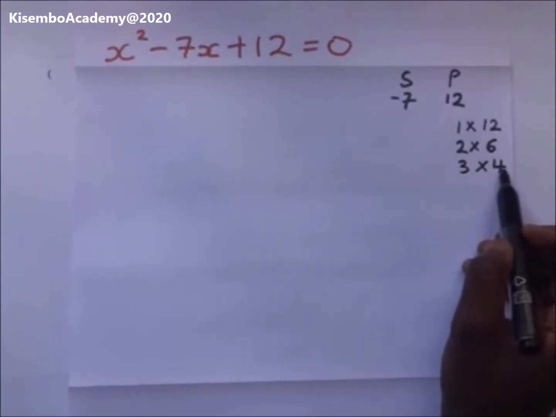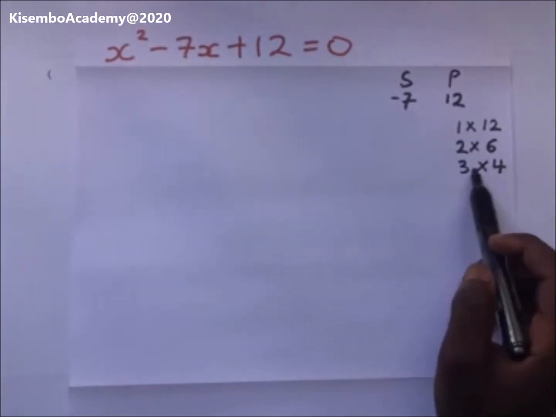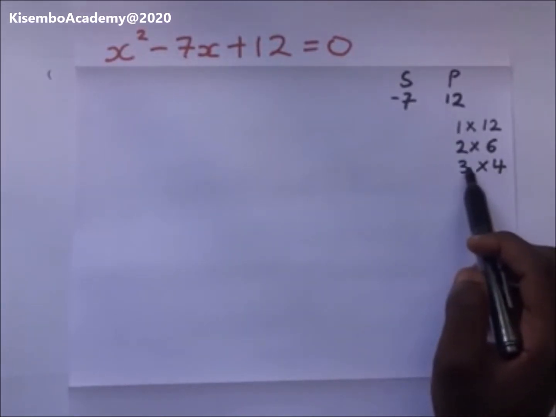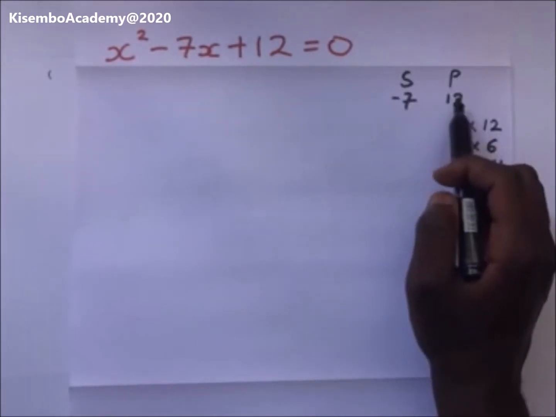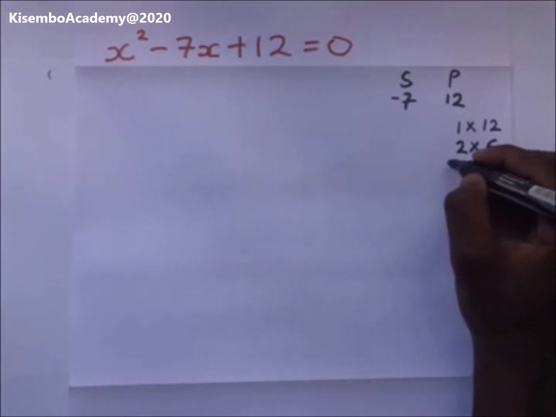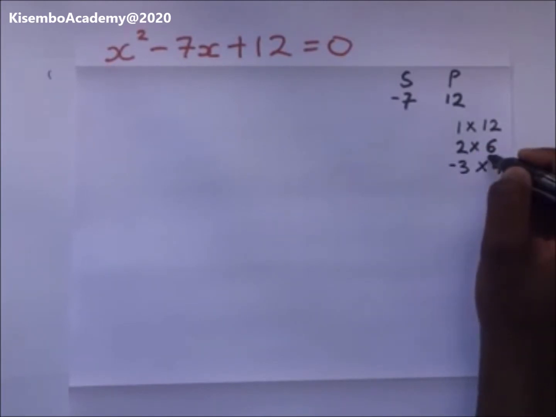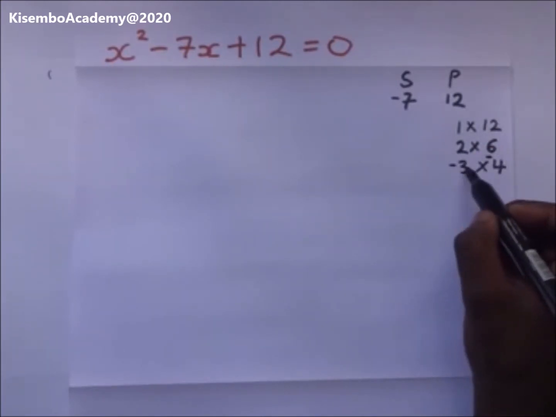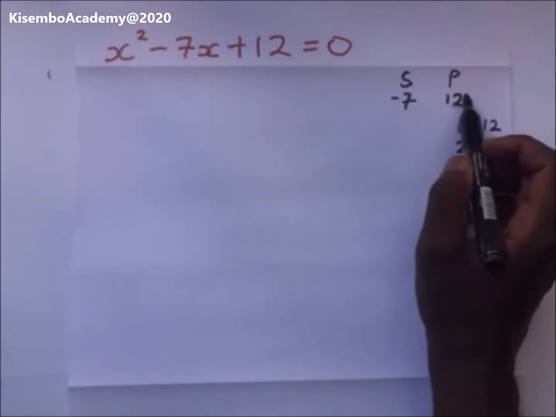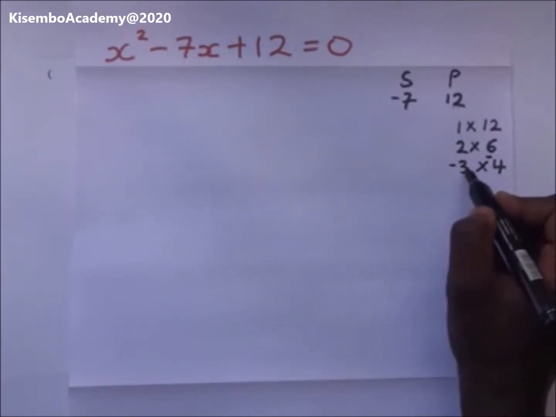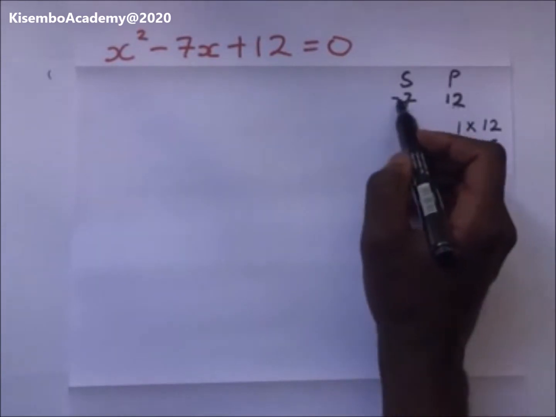So now when we look at 3 and 4, we can manipulate these to suit this. If we manipulate these two numbers, it can be in such a way that when we add them, they give us negative 7. When we multiply them, they give us 12. If we made 3 negative and this 4 negative, you realize that negative 3 times negative 4 is going to give us positive 12. Then also negative 3 plus negative 4 is going to give us negative 7.